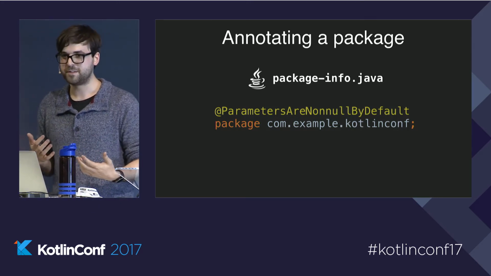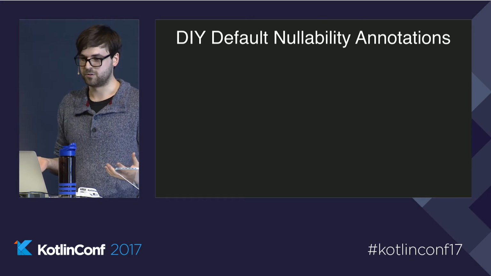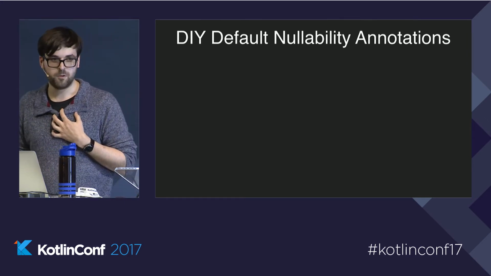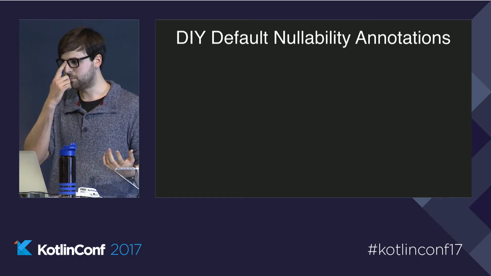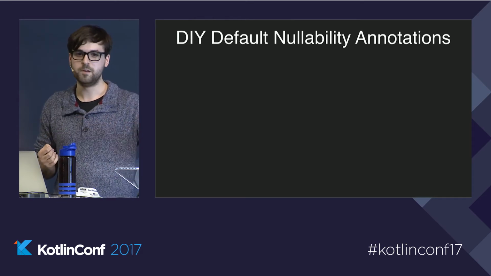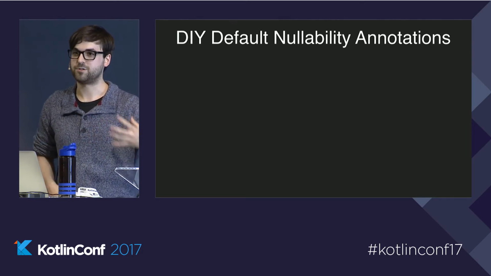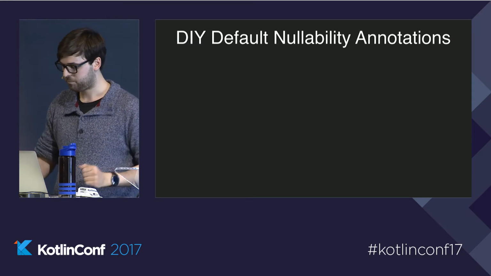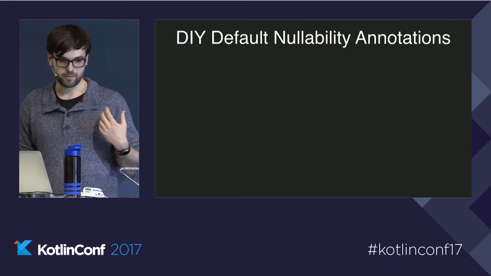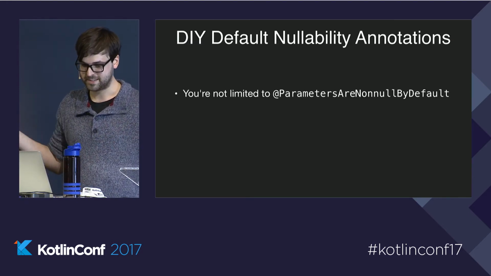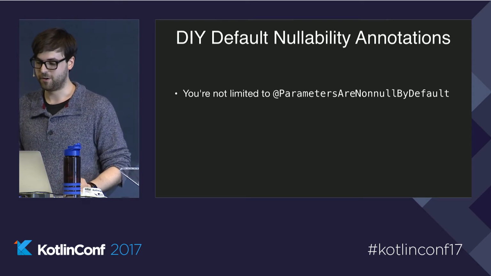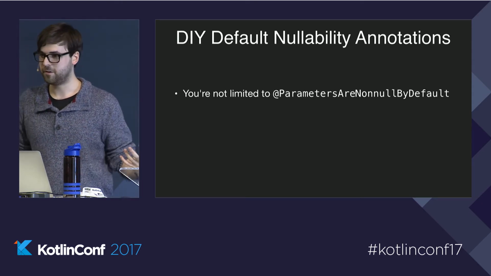But this isn't enough, at least for me. Like, parameters being non-null is great, but I want all my fields to be nullable. I want all my return types to be nullable, because the most common situation for me is that I call into some Java method, I get back a thing, it's actually null, and I dereference it, and then it blows up. Well, luckily, these aren't special annotations. They're not blessed in any way by JSR 305. You can make your own.